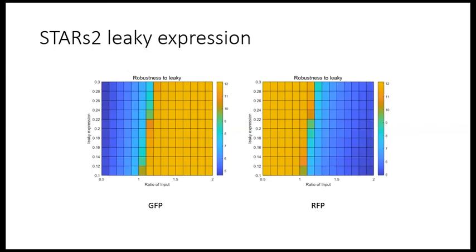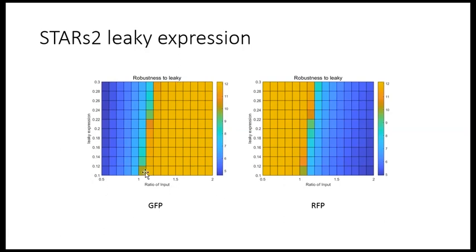Apart from that, we also want to know the robustness of our system. So here I introduce some leaky expression to check what will happen if we have some STAR2 leaky expression. In this case, I simulate the situation where both STAR1 and STAR2 have a basal leaky expression of 10% of the inputs. And then we steadily increase the leaky expression level of STAR2 to see what will happen to the gene expression as the ratio of inputs changes. The result here is very obvious.